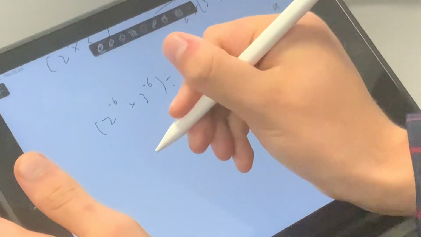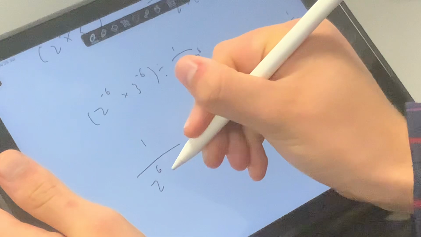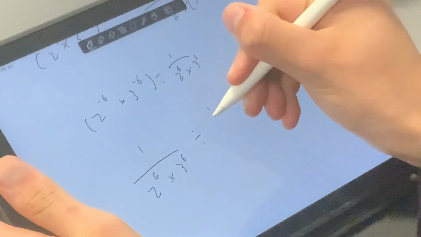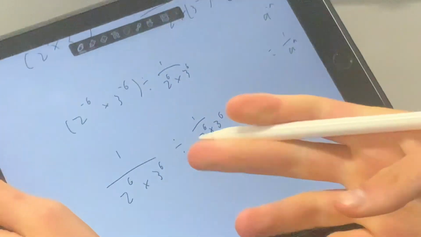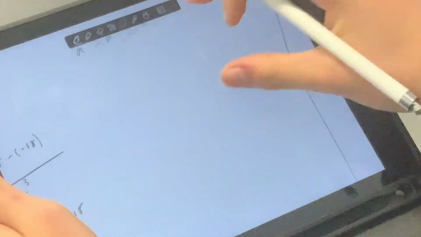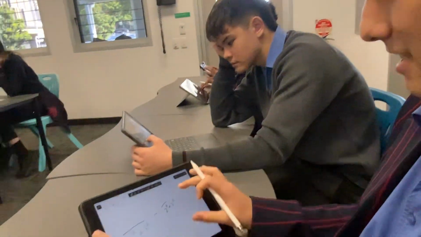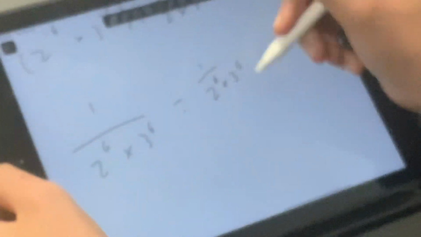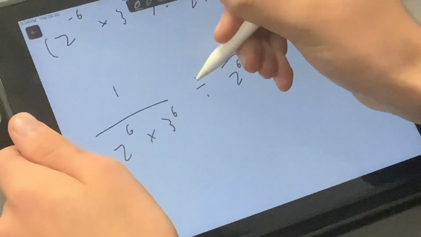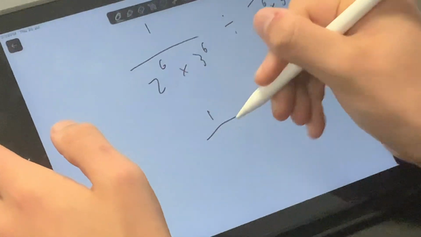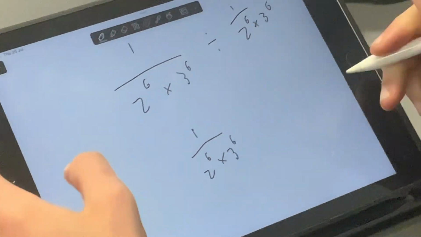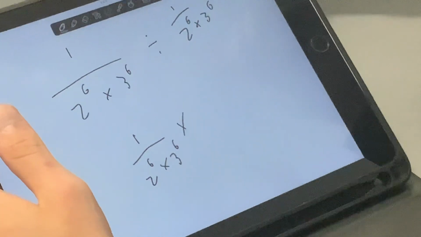So, we can make this 1 over 2 to the power 6 times 3 to the power 6 divided by 1 over 2 to the power 6 times 3 to the power 6. Now, these two are very similar. However, we're doing a different thing. If it's a fraction divided by a fraction, we can flip the second fraction and turn this into a multiplication symbol, also known as a times symbol. Now we make this times and flip this. Flip it.